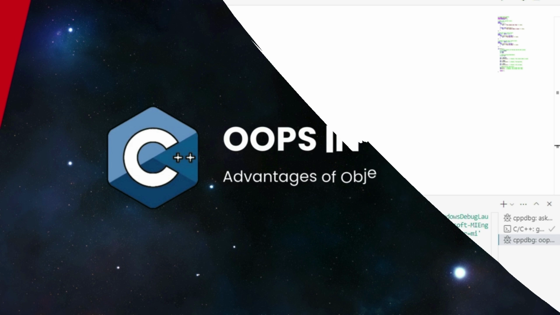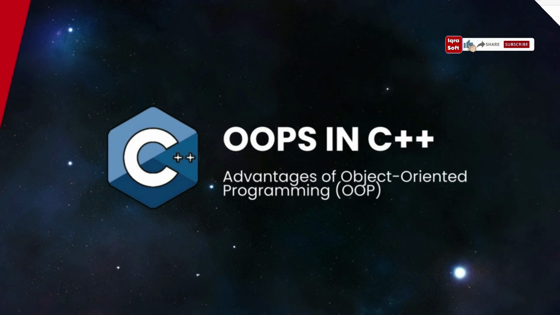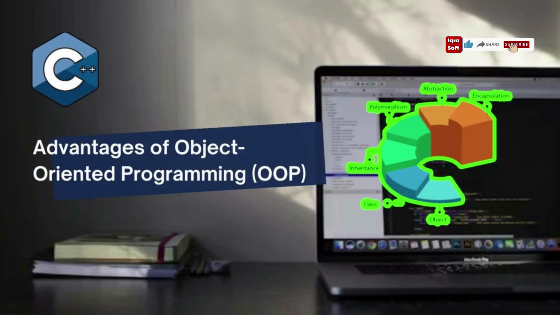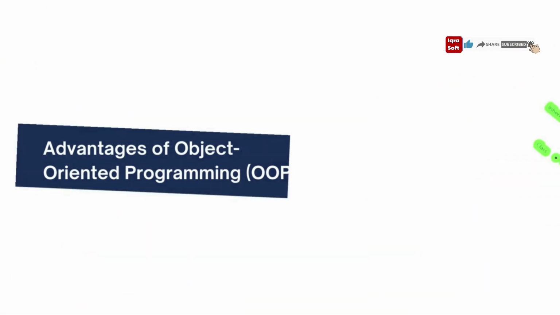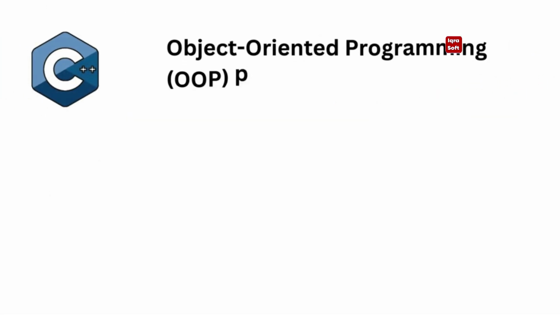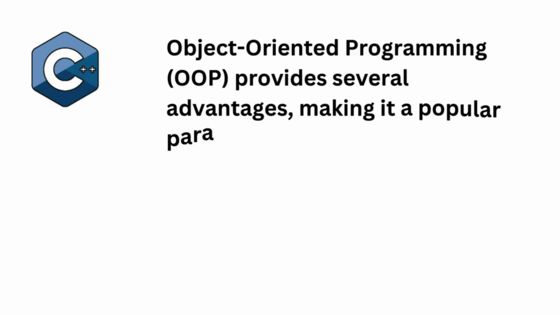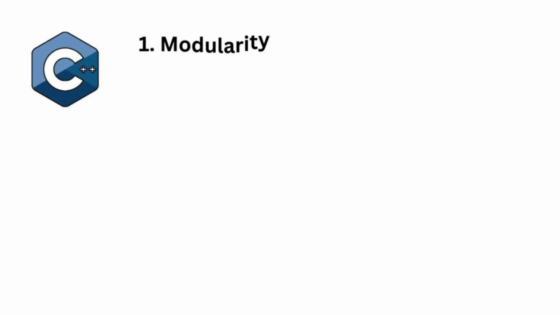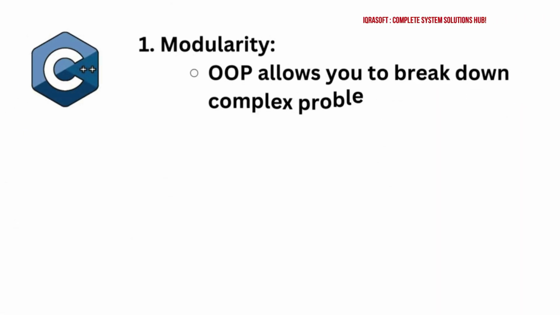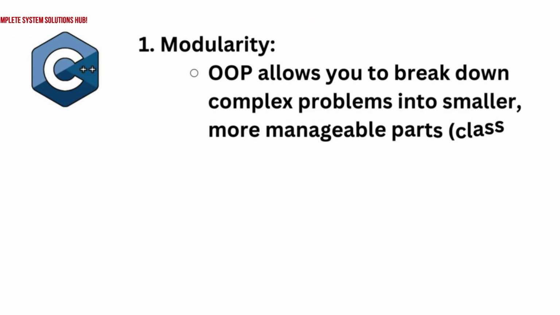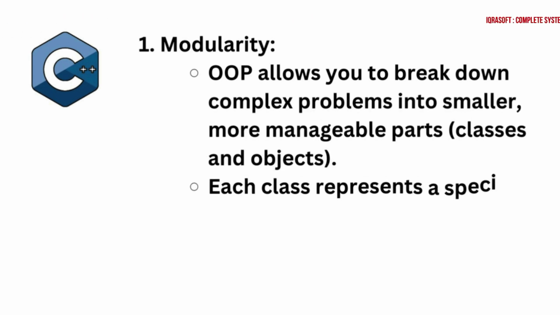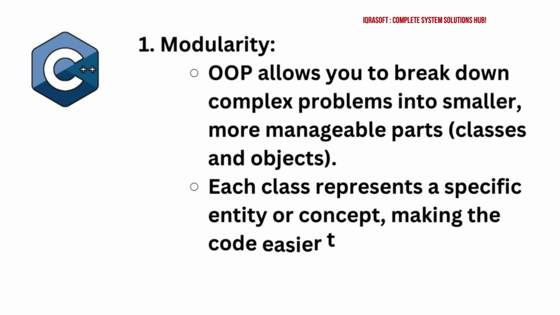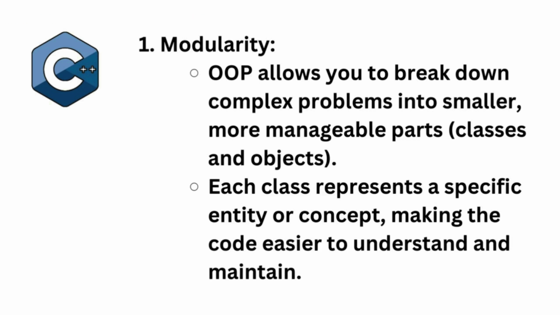OOPS in C++, Advantages of Object-Oriented Programming, OOP. Object-Oriented Programming provides several advantages, making it a popular paradigm in software development. 1. Modularity. OOP allows you to break down complex problems into smaller, more manageable parts, classes and objects. Each class represents a specific entity or concept, making the code easier to understand and maintain.